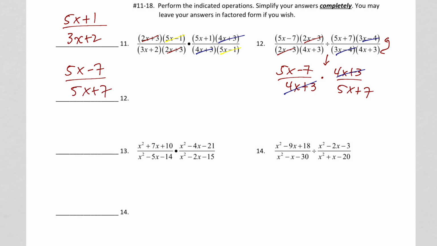Now, I can't cancel this and this, but this and this could have canceled. And you can cancel on the same side of this because of this division. So if you didn't write it like this, you would have just gone here and canceled this and this. And then you would flip this upside down and be left with 5x minus 7 over 5x plus 7. So either way you want to do it.